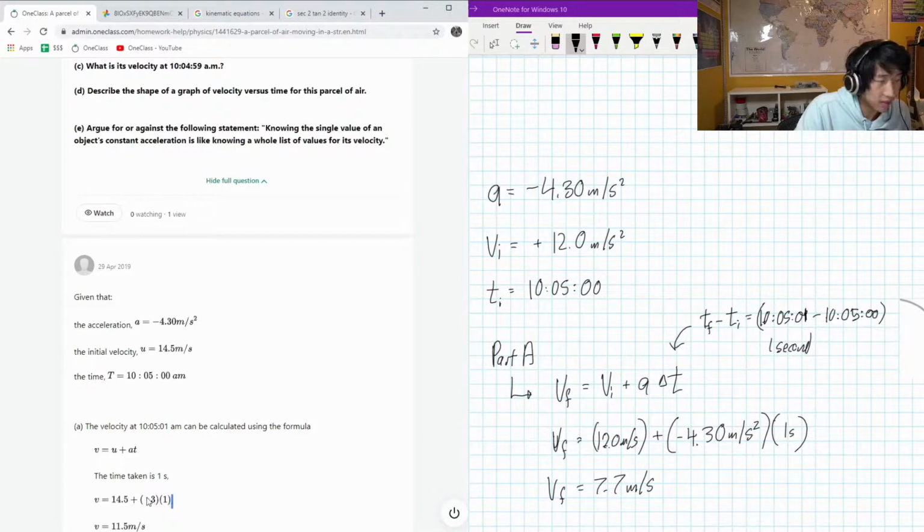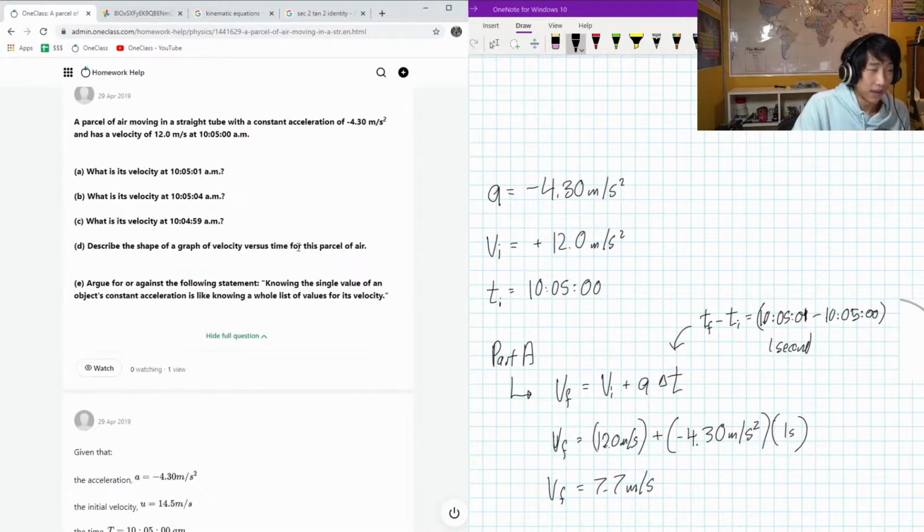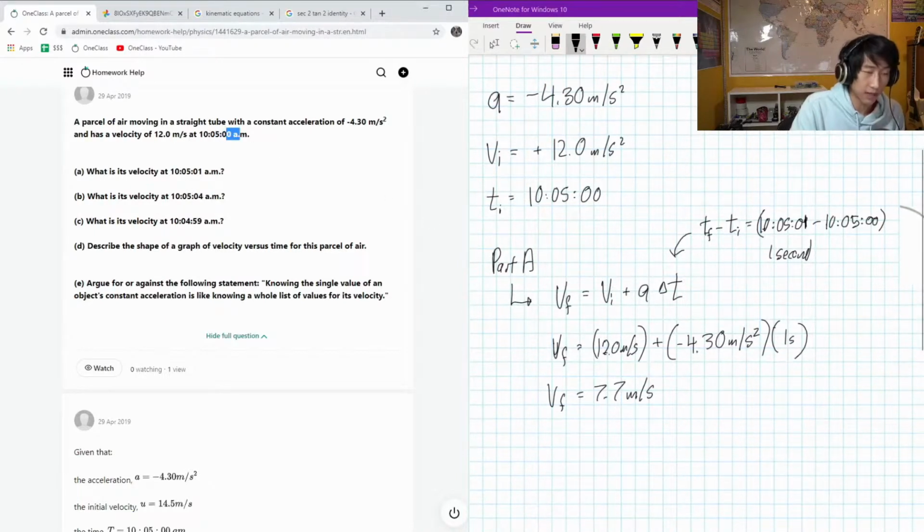That's not the acceleration. Okay, so I guess they just used the wrong acceleration value. That's nothing to be too worried about. Here, now it's going to ask what is the velocity at 4 seconds after here. So part B is just going to be the same, except this is going to be 4 seconds instead of 1 second.